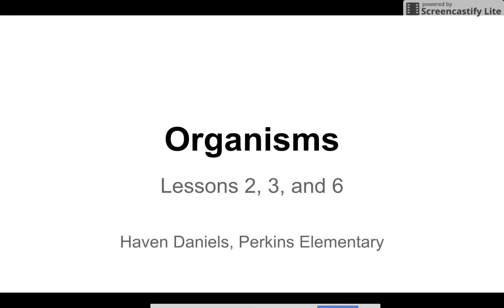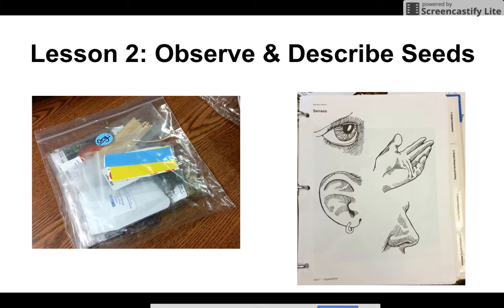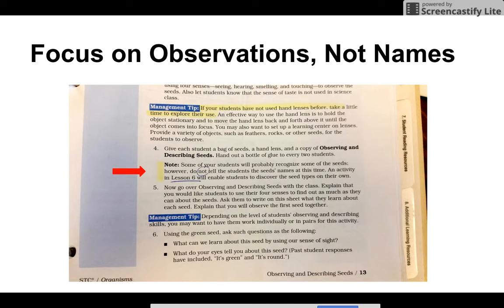In Lesson 2, students observe 4 different seeds using their sense of sight, smell, touch, and hearing. It is recommended that you do not tell students the names of the seeds, as there is an activity in Lesson 6 that will enable students to discover the seed types on their own.